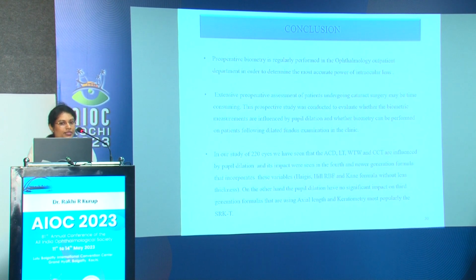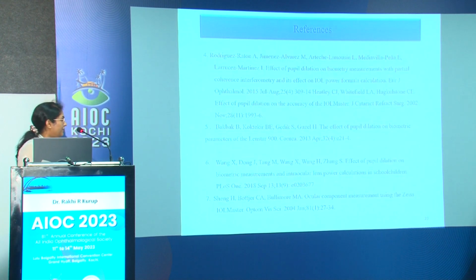Preoperative biometry is regularly performed in the department in order to determine the most accurate power of the intraocular lens. In our study of 220 eyes, we have seen that anterior chamber depth, lens thickness, WTW, and CCT are influenced by pupil dilation, and its impact was seen in fourth and newer generation formulae which incorporate these variables: Haigis, Hill RBF, and Kane without lens thickness. On the other hand, pupil dilation has no significant impact on the third generation formula using axial length and keratometry, most popularly the SRK-T. Thank you. These are my references.